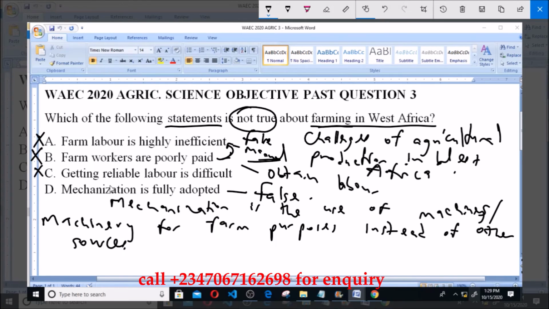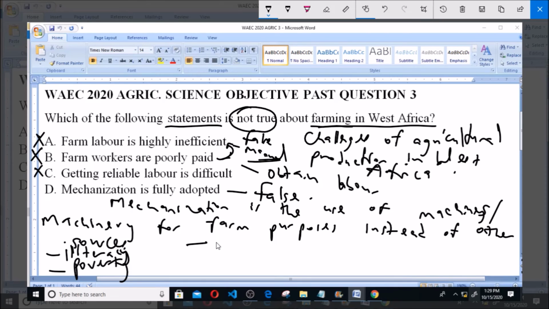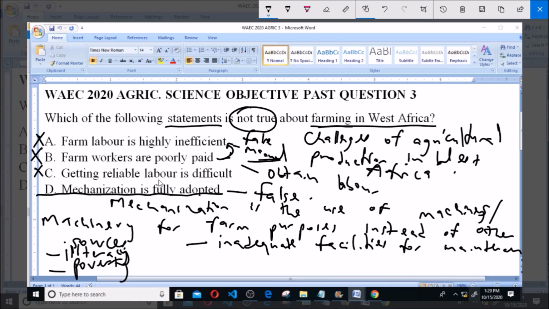Now in West Africa, mechanization is not fully adopted. As I stated when I was talking about option A, many farmers choose or opt for manual labor due to economic conditions, and this problem also stems from various problems such as illiteracy. Okay, the farmers may not know how to operate the machinery used for farm purposes. Poverty is another issue, as the cost of obtaining some of these machines is very high, and also inadequate facilities for maintenance of the machinery. So, as we have established, option D is not true concerning farming in West Africa and is the correct answer to this question.